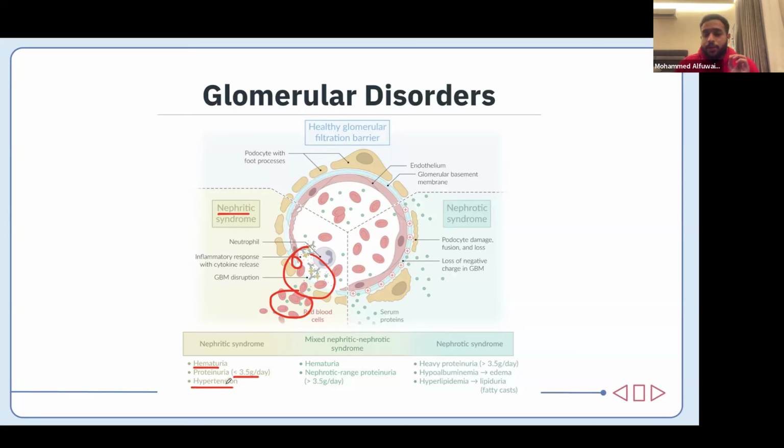This is also a very important thing. Now, because of this proteinuria that's occurring, it's not as much as in nephrotic. There's not a lot of proteinuria. So will patients with nephritic syndrome have severe edema?